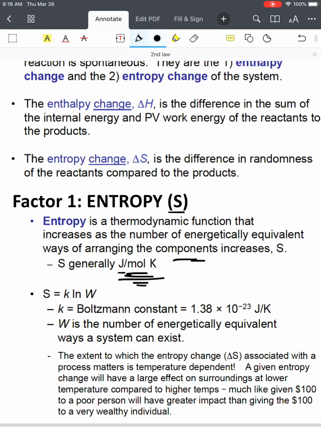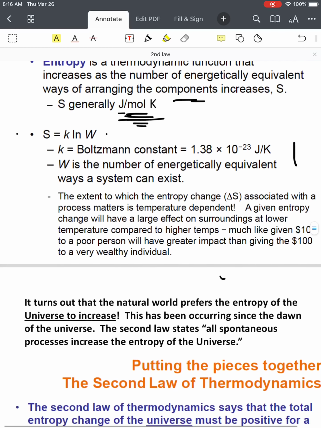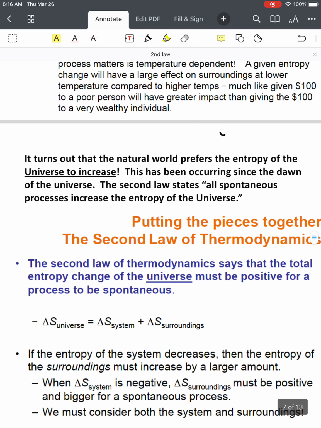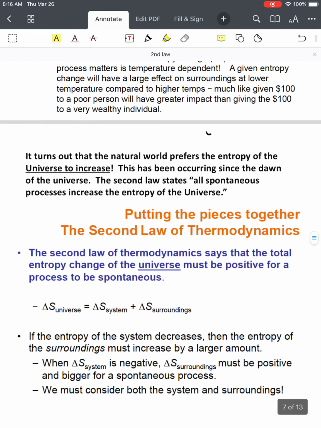Now, last lecture we talked about how entropy could be computed through this equation. We're not going to use that much, as it turns out. Instead, we are going to use the equation for the summation law that we learned about last time. But nonetheless, we're going to compute both entropy changes and enthalpy changes for the reactions. Now, let's start to put the pieces together.